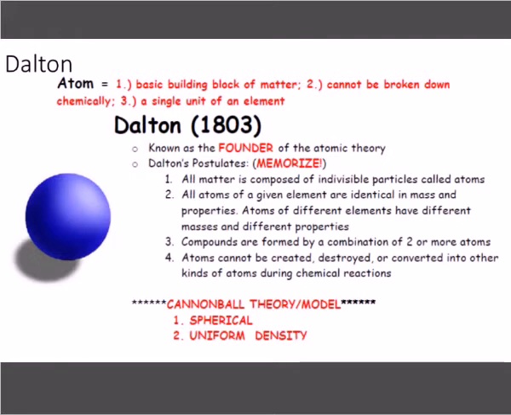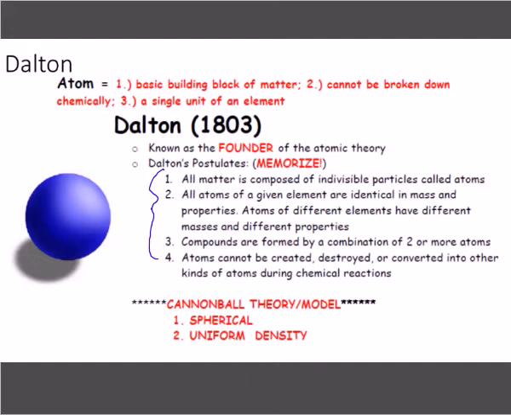All right. He said that the atom was, number one, the basic building block of matter. Number two, it cannot be broken down chemically. And number three, it's a single unit of an element. So he's known as the founder. He had 4 postulates. You guys need to familiarize yourselves with those postulates. Okay? His theory or model was like the spherical or cannonball theory, where it was a sphere, it had a uniform density, meaning it was always the same, and it could not be broken down any further than that. Big things to remember with Dalton. He was the founder of these 4 postulates. Make sure you are familiar with them.